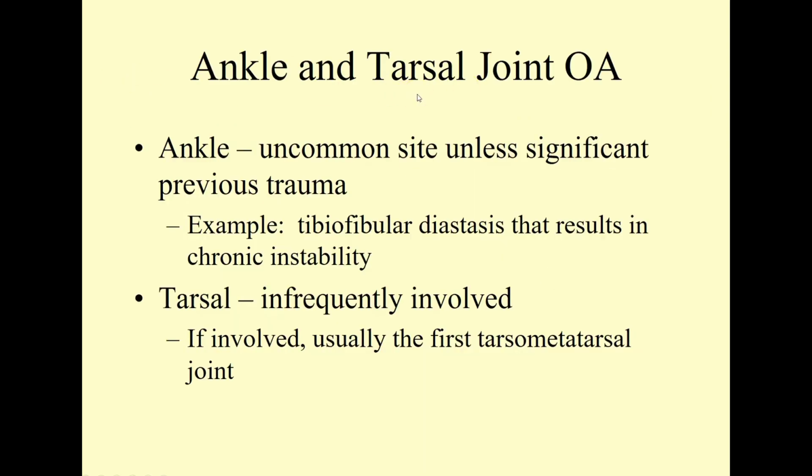All right, moving on down to the ankle and the tarsal joint. Relatively uncommon site. We almost always see it in conjunction with previous trauma. We can even see tibial-fibular diastasis. This is where we've got permanent separation of the joint space, usually because of lack of integrity in the retaining ligamentous structures. And produces a very unstable scenario in the lower extremity. Tarsal is even less commonly involved than the ankle, but it can be. And when we do see tarsal involvement, it's usually the first tarsal metatarsal joint.